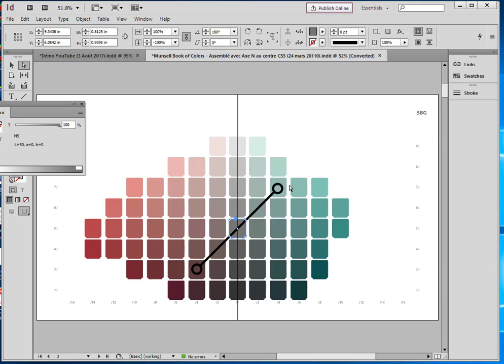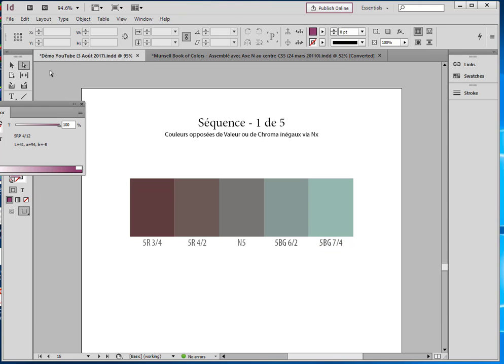We couldn't do that with any other system. At least we can't do that with the Pantone color system. Forget it, because Pantone 195 to 186, you know, there's no relationship. That's the problem I see.